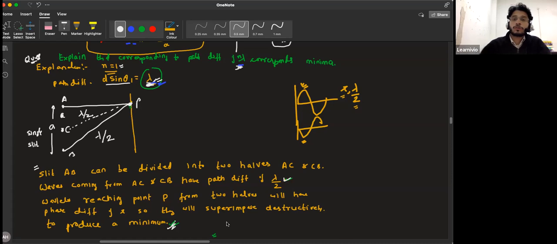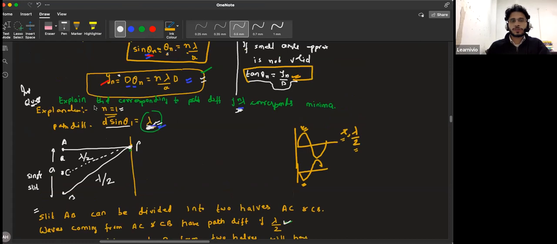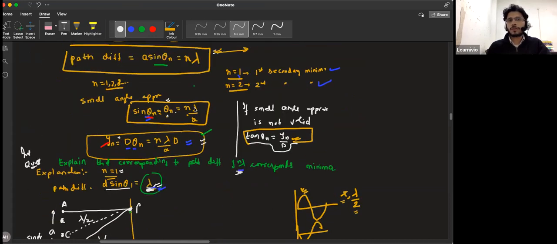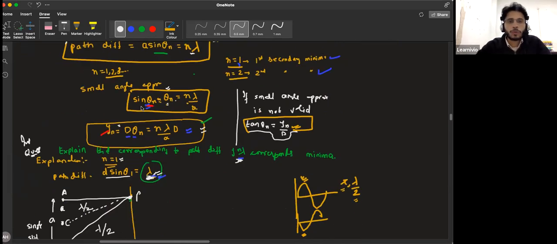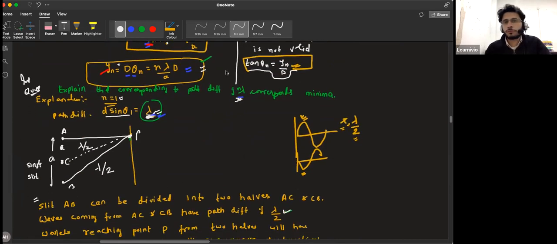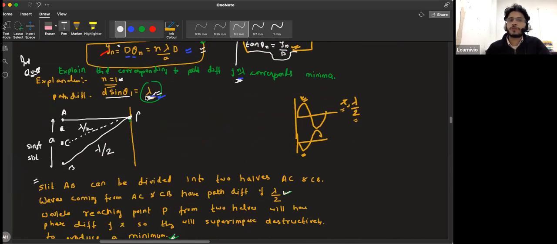But sir, I did not understand the question. The question says, we have used this expression, the path difference of n lambda corresponds to a minima, right? We have used this in calculations also. The question is, why does a path difference of n lambda correspond to a minima? So we take some value of n, let's take n equal to 1. So path difference becomes lambda. And we explain that if path difference is lambda, then that will correspond to a minima. How do we explain it? We divide the slit into two parts.